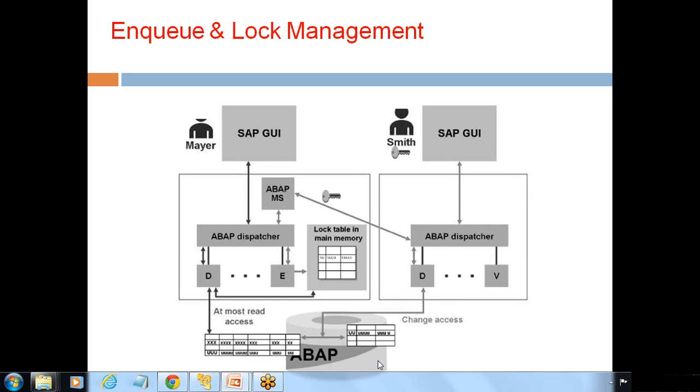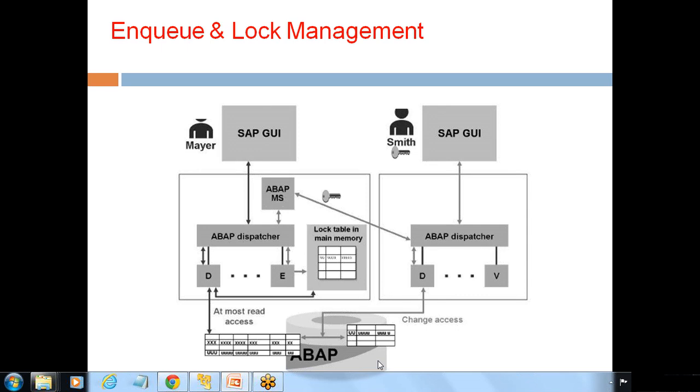Now the other type of lock is the enhanced write lock. It is nothing but lock mode exclusive, non-cumulative. It means that while write locks can be successively requested and released by the same transaction, an enhanced write lock can only be requested once, even by the same transaction. All other requests for locks are rejected. I hope you understood, right?